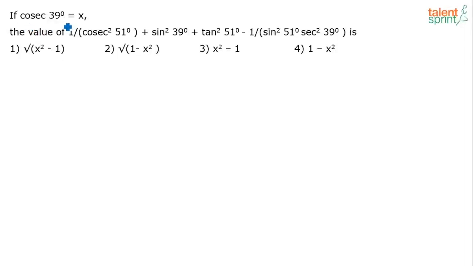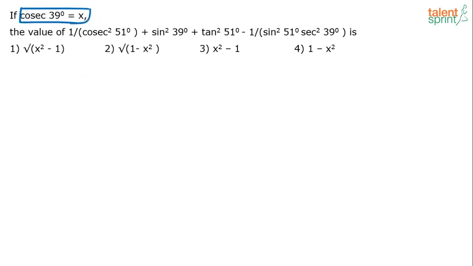If cosecant 39 degrees is equal to x, then what is the value of 1 by cosecant square 51 plus sine square 39 plus tan square 51 minus 1 by sine square 51 into secant square 39. So just keep this in mind that cosecant 39 is equal to x. This we will use towards the end.